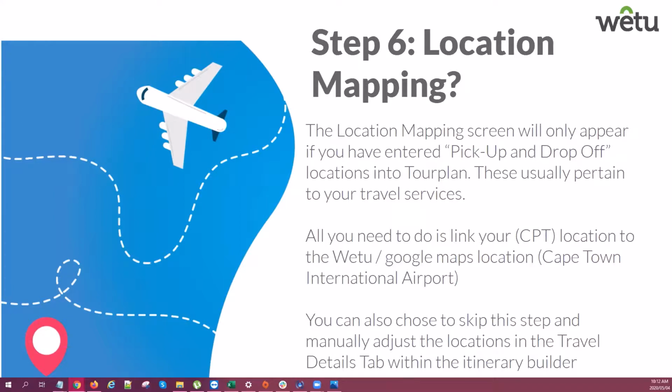Step 6 is your location mapping. The location mapping screen will only appear if you have entered pickup and drop-off locations into Tourplan. These usually pertain to your travel services. All you need to do is link your CPT location to the Wetu Google Maps location, Cape Town International Airport. You can also choose to skip this step and manually adjust the locations within travel details in the itinerary builder.